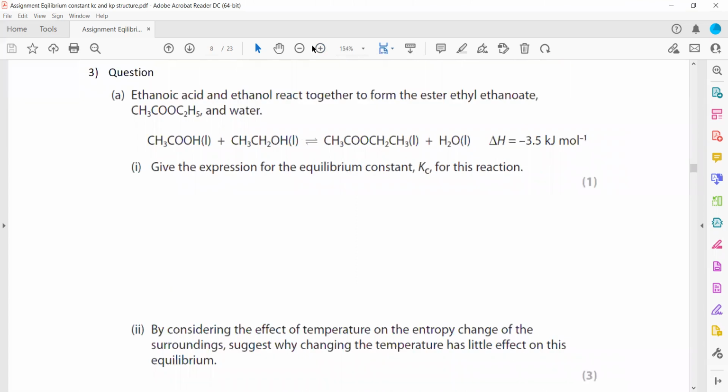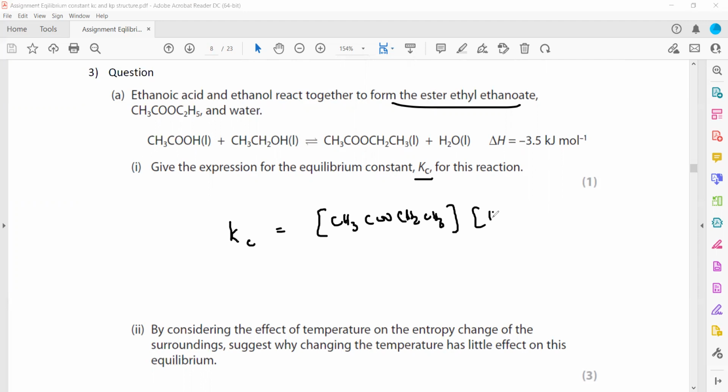In question 3, ethanoic acid and ethanol react to form an ester, ethyl ethanoate. Expression for Kc. It's a homogeneous equilibrium. So it will be the concentration of the products divided by the concentration of the reactants. That will give us the value for Kc.